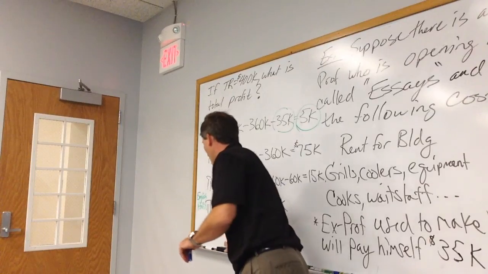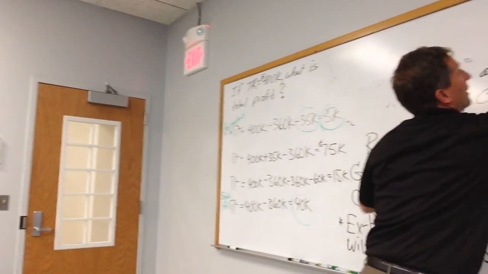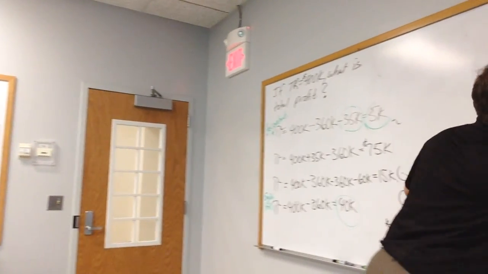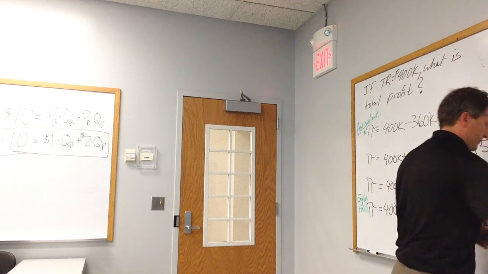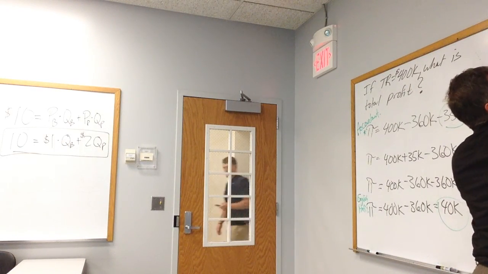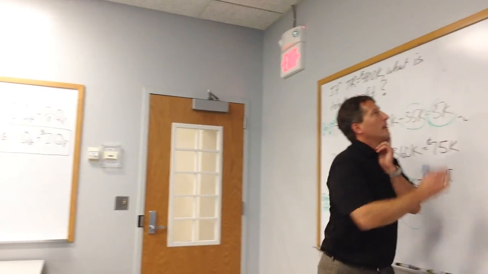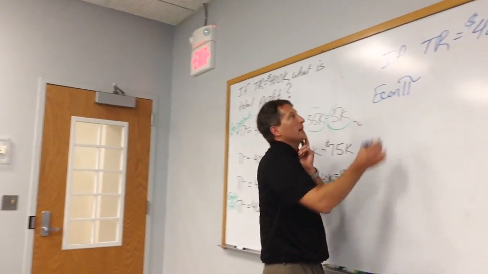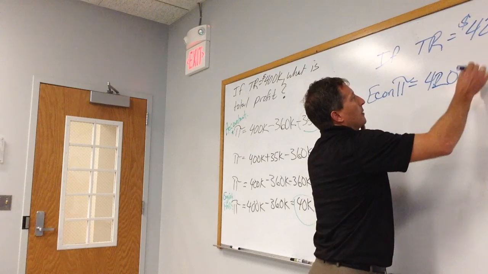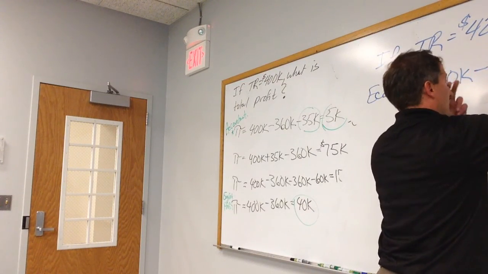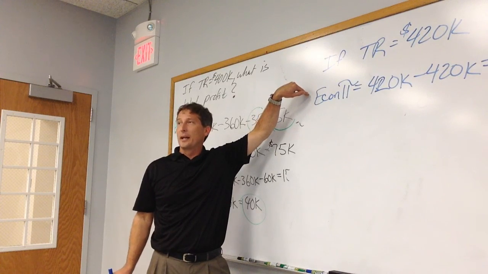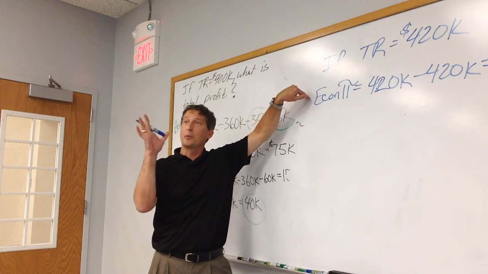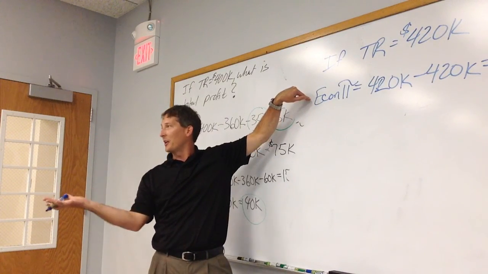Now, if the restaurant has a good year and revenues climb to 420, what is the economic profit? Zero. So if total revenues equal 420, then economic profit equals 420 minus 420, including all the things, equals 0. Does that mean you suck at what you're doing? Are zero profits bad? No, because you're breaking even with your opportunity cost, which means you can't do better elsewhere.